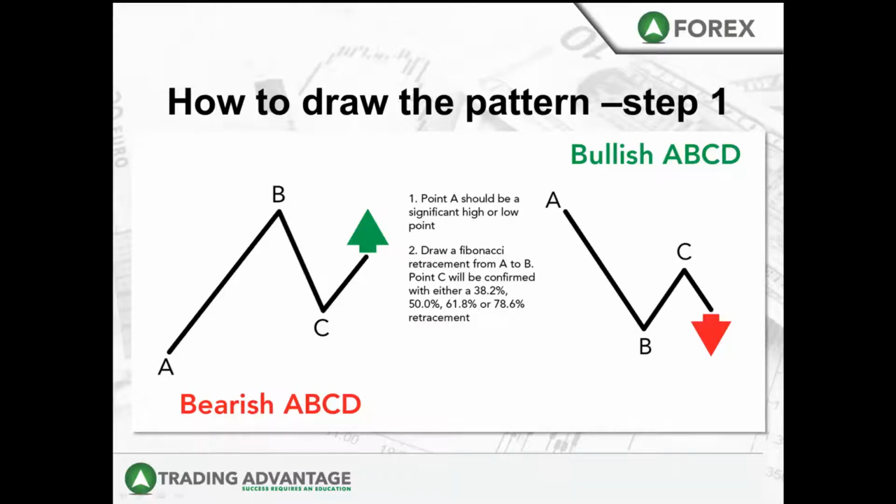So how can you apply the ABCD pattern to your trading? First, you'll need to learn how to draw it, which I will now show you how to do. Step 1. First, you need to identify a significant high or low point. That should then be followed by a strong move that eventually stalls and reverses. Step 2. We will then draw a Fibonacci retracement from that significant point. We will also call that point A, and then we'll draw a retracement to point B. This retracement will target point C, which should fall at the 38.2%, 50%, 61.8%, or the 78.6% Fibonacci level. Please note that the wick will just need to touch one of these levels.